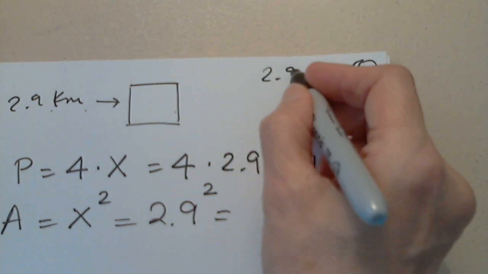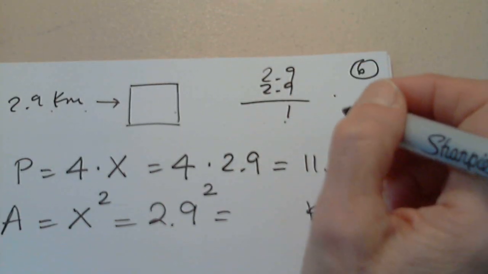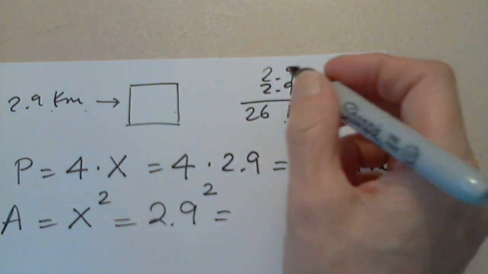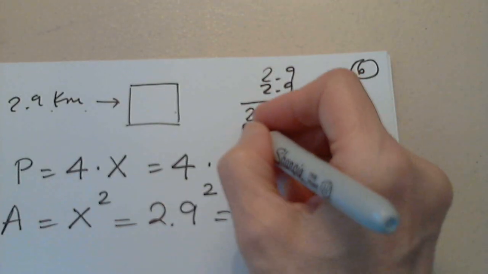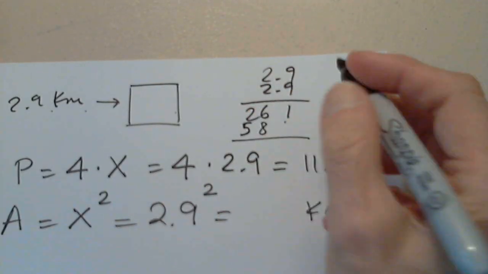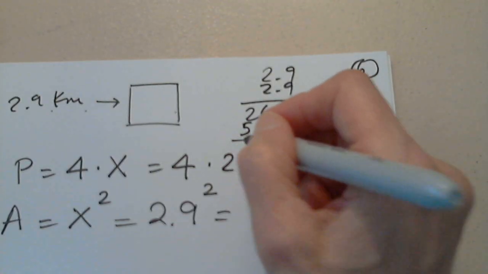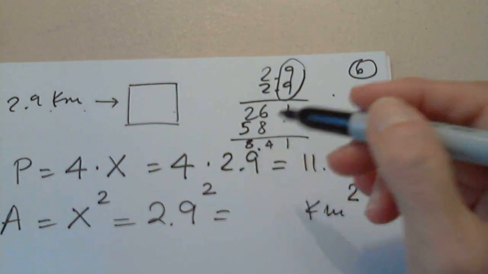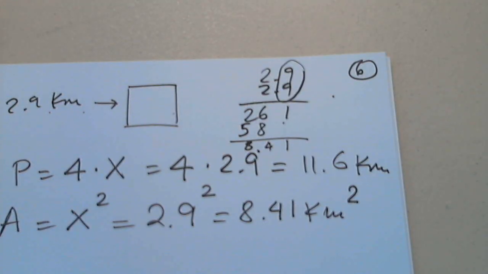So when I multiply 2.9 times 2.9, I have 1 and I carry 8. 9 times 2 is 18 plus 8 is 26. 2 times 9 is 18, 8 and I carry 1. 2 times 2 is 4 and I have 5. So I have 1, I have 4, and I have 8. Now I count the number of decimal digits and I go from right to left. So the answer is 8.41 squared kilometers for the area.